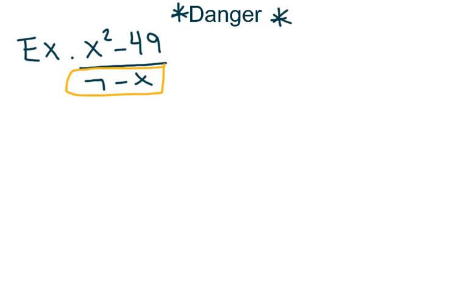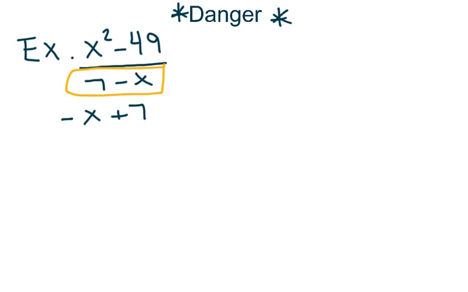So here's what I'm going to do. I'm going to flip this around. So notice that is a negative x, and that is a positive 7. So this is what it really should look like, but it's really ugly. We never want our leading variable to start off with a negative.